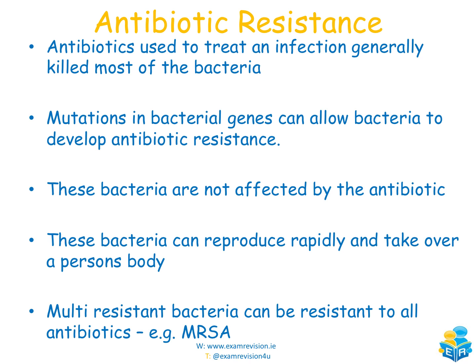But there can be mutations in the bacterial genes, and more specifically, that's on the plasmid. So these mutations can allow bacteria to develop antibiotic resistance, so they're not inhibited by these antibiotics. These bacteria are not affected by the antibiotic, and they can reproduce rapidly and take over a person's body. Multi-resistant bacteria can be resistant to all antibiotics. And an example of that, which we've seen already, is MRSA, or methicillin-resistant Staphylococcus aureus.